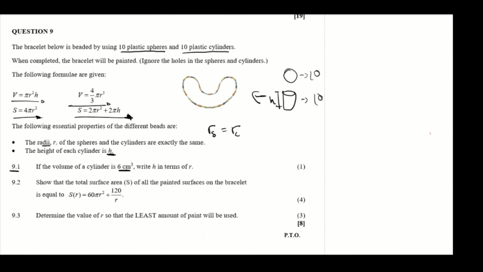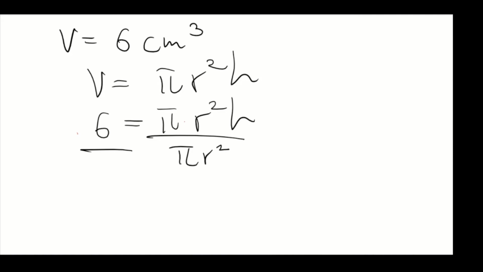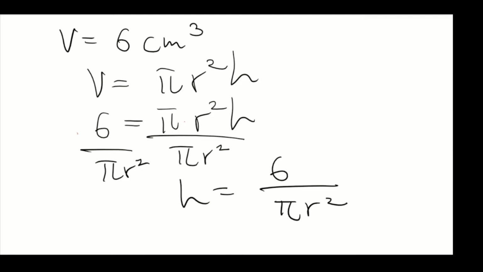So we're talking of the cylinder, and we are told that the volume is equal to 6 centimeters cubed. We know the formula for the volume of a cylinder, it's pi r squared h, and we are told that it's 6, so you need to write h in terms of r. So it's going to be pi r squared h equals 6. You divide by pi r squared, divide by pi r squared. So our h is equal to 6 divided by pi r squared. So this is the height of the cylinder with respect to r.